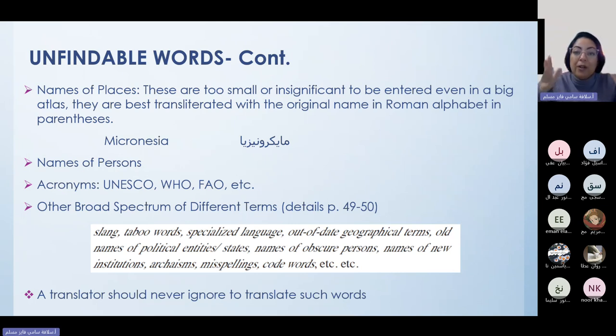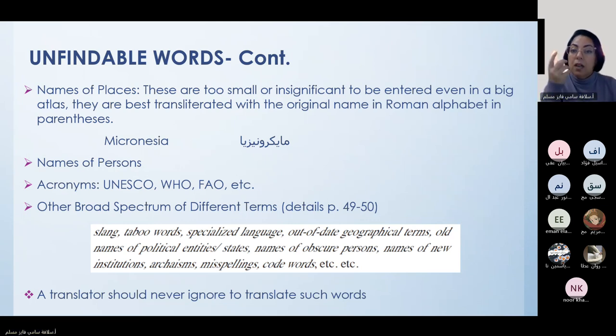Okay, so there are other general words like slangs, taboo words, specialized language. All of these can be unfindable. Unfindable, I repeat, means not included in the dictionary. But they could have equivalents out there. And the final thing is a translator should never ignore to translate these. Never ignore them. You have to translate them.